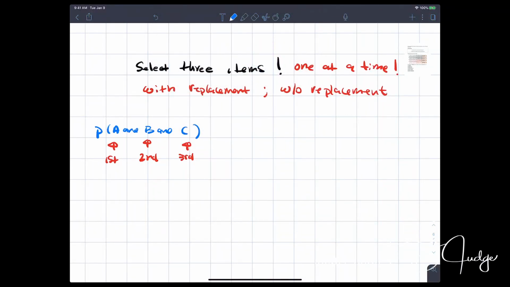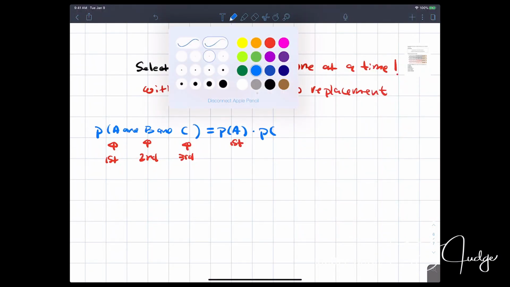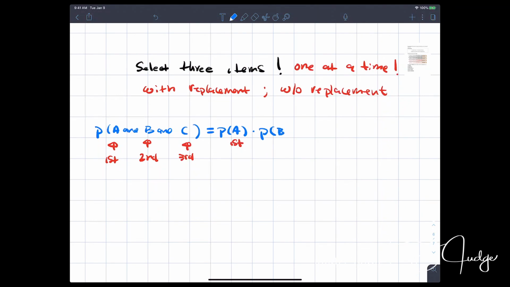Let me see if I can fit this here. I'm going to try it, but if I fail, probability of A. This is the first probability. We have to find that value first. The next is a conditional probability. It's the probability of A given B. So B happens second, assuming A happens first again, right? This is known since we do this one at a time.